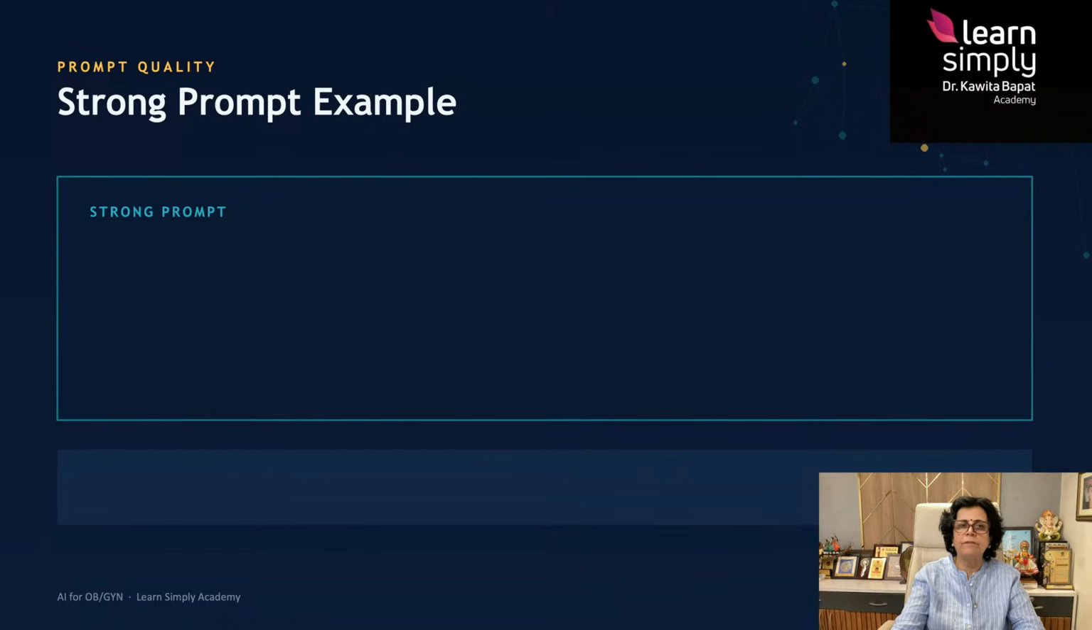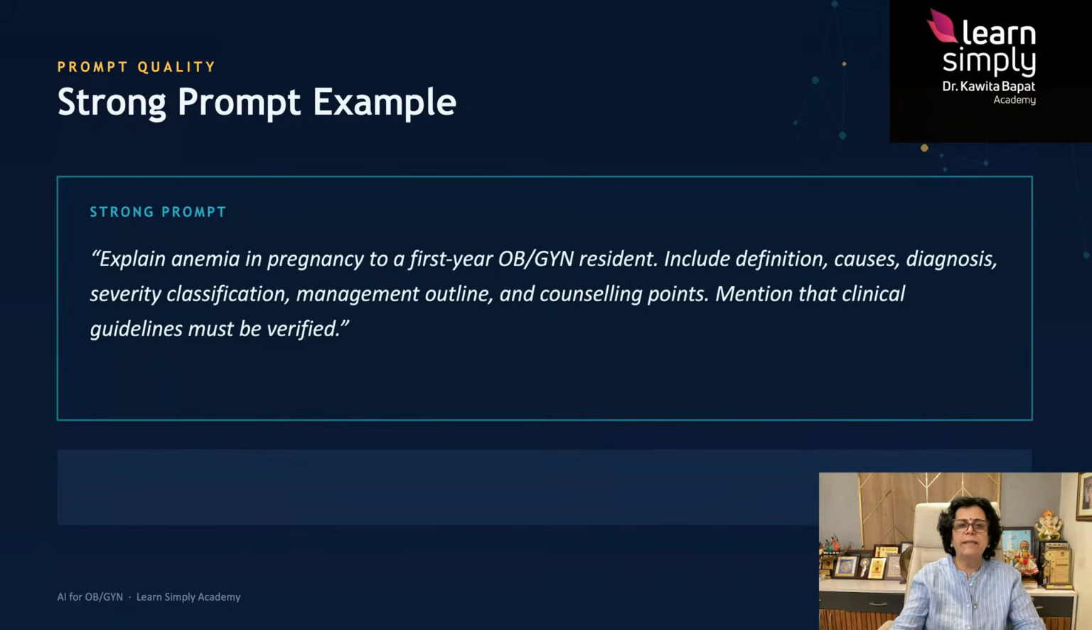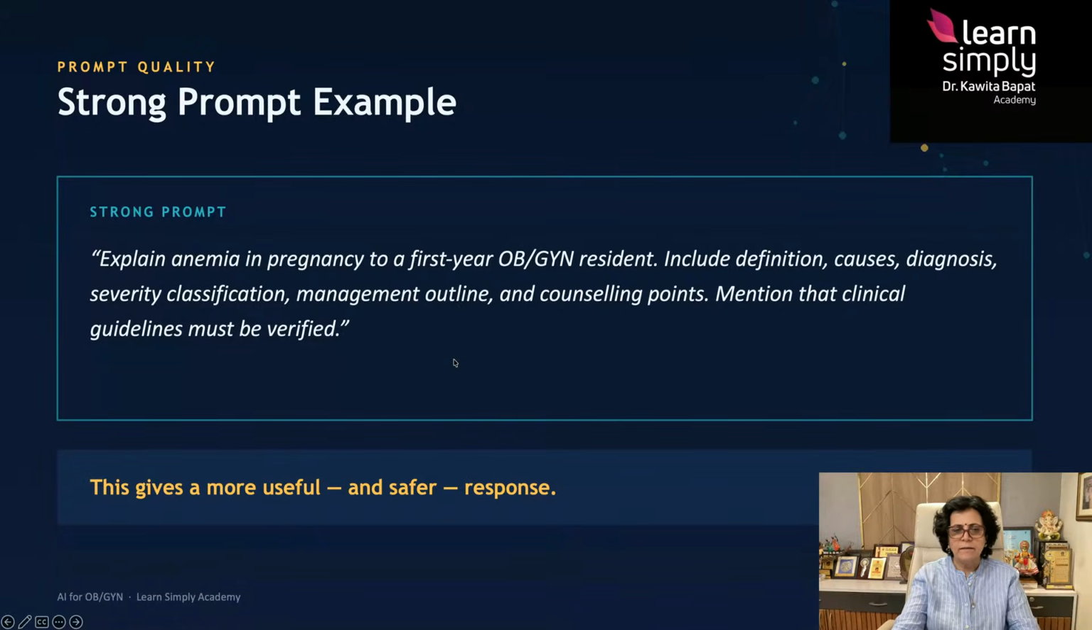But if we want to give a strong prompt, then: explain anemia in pregnancy for first year OBGYN residents. They should include definition, causes, diagnosis, severity classification, management outline, counseling points, and mention that clinical guidelines must be verified. What we will get is a more useful and safer response.